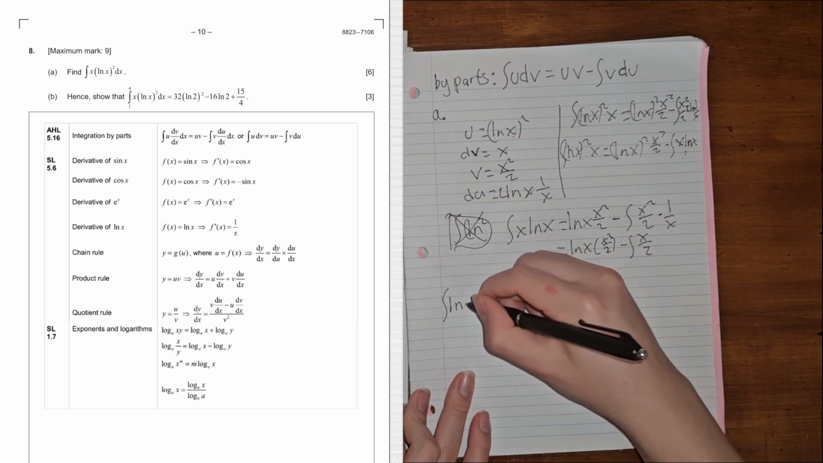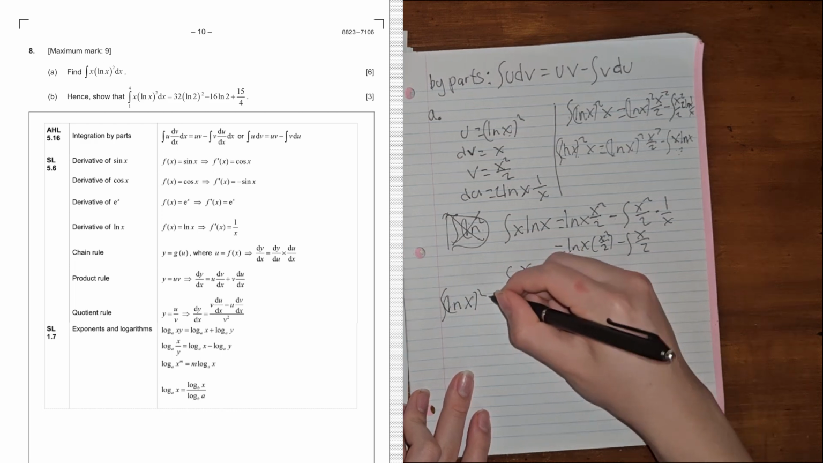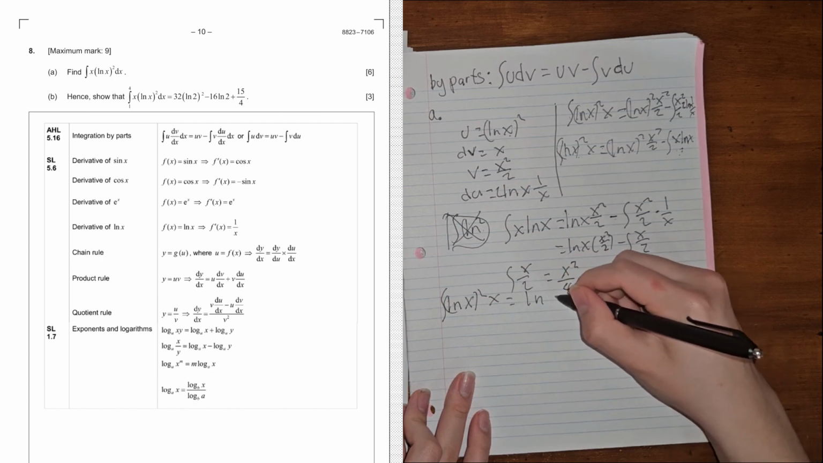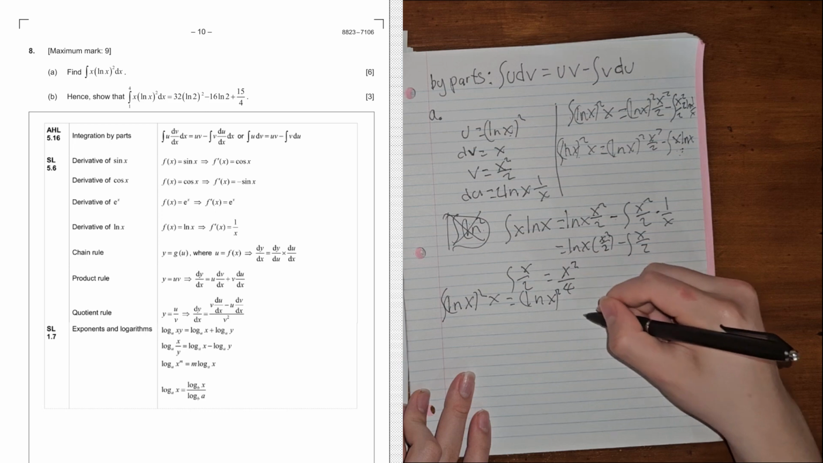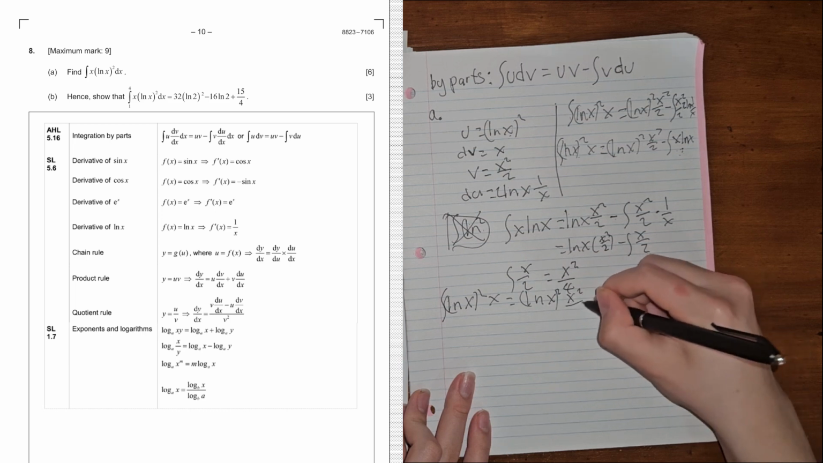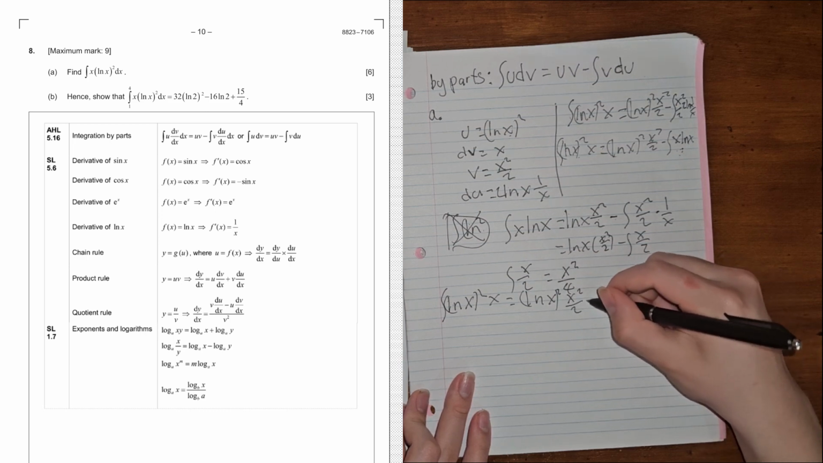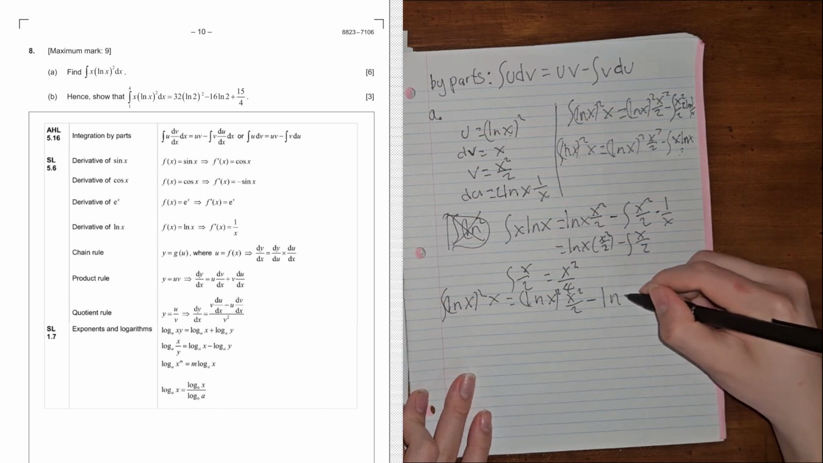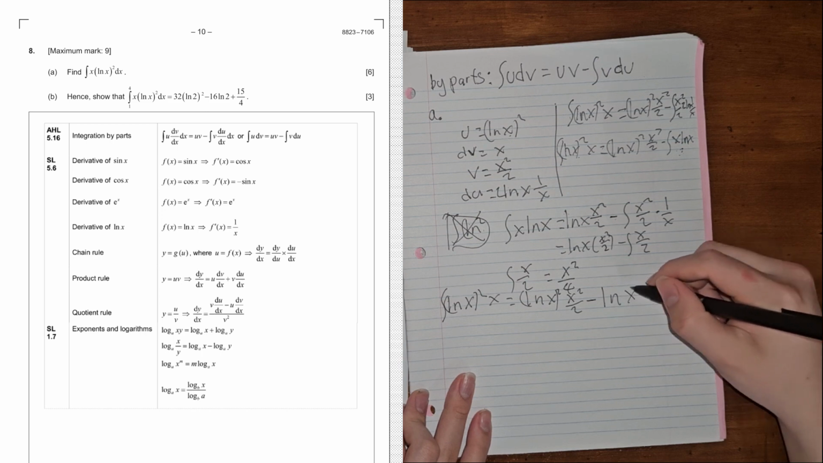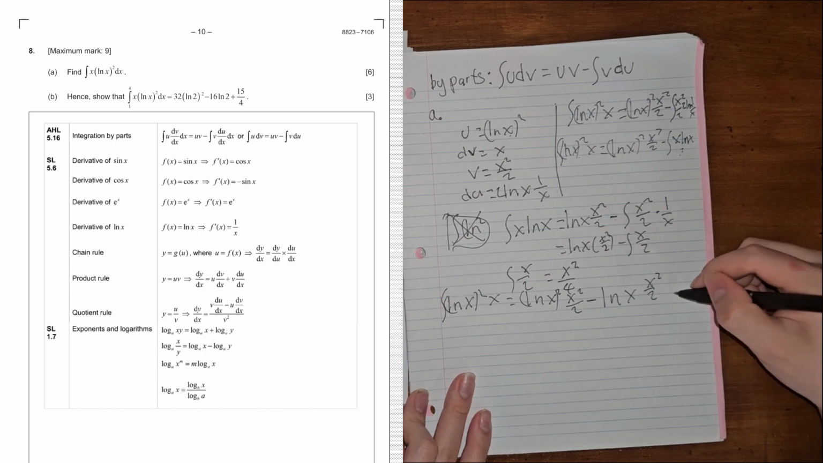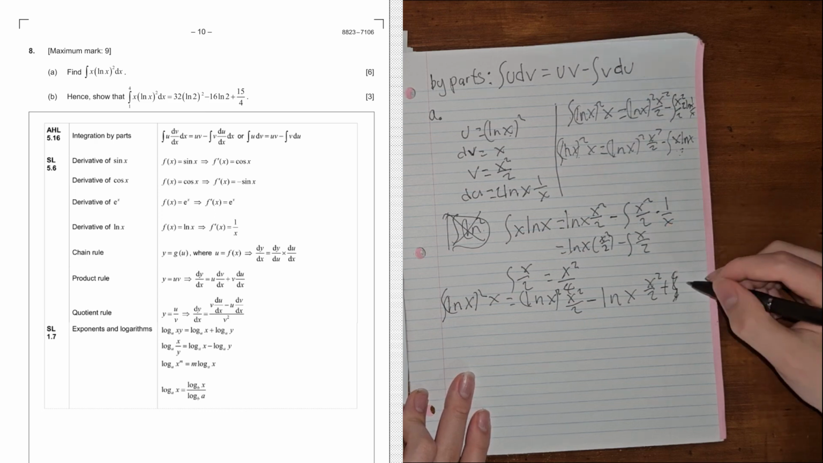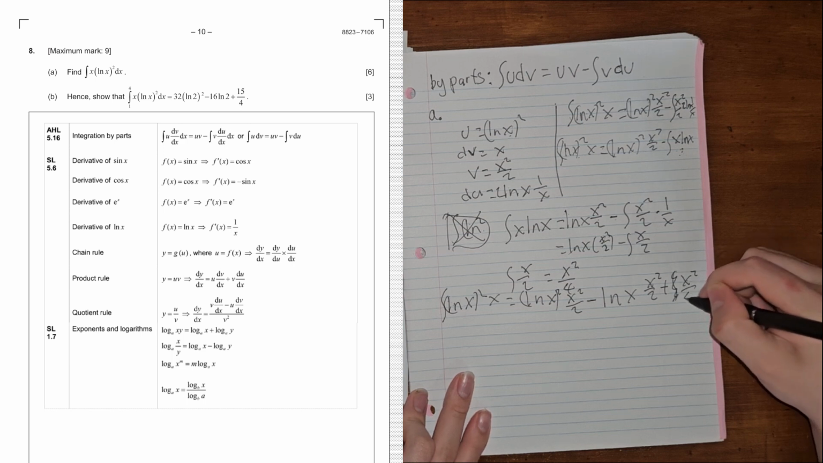So now getting into the very end of part A, the integral of x ln x squared is equal to ln x squared times x squared over 2, minus ln x times x squared over 2, plus x squared over 4.